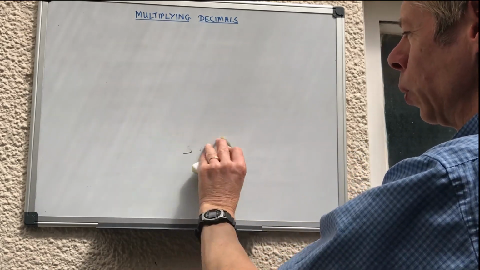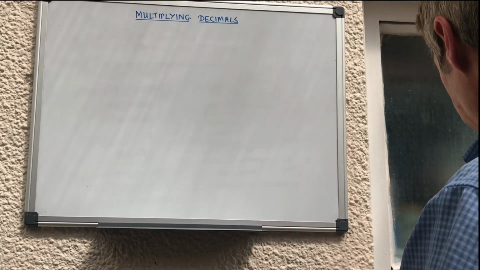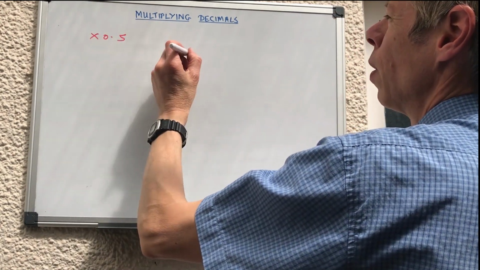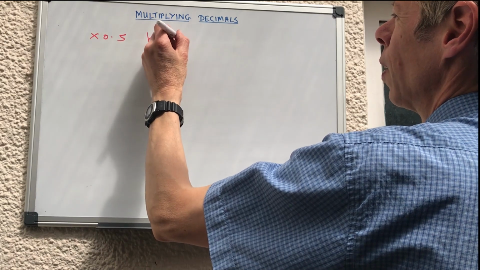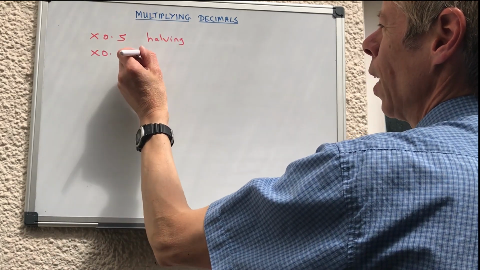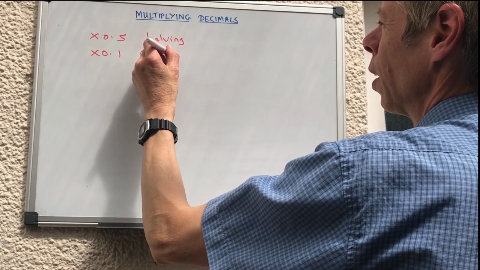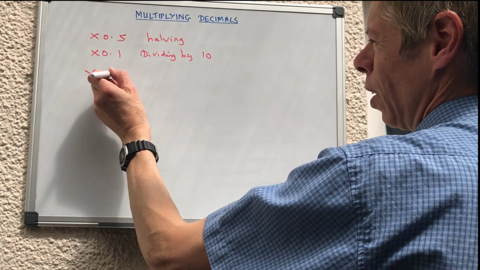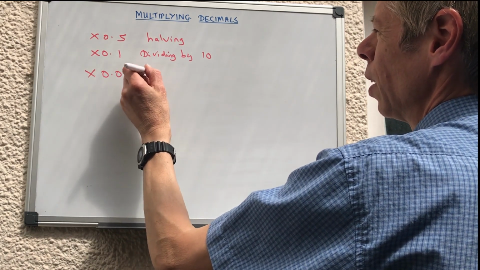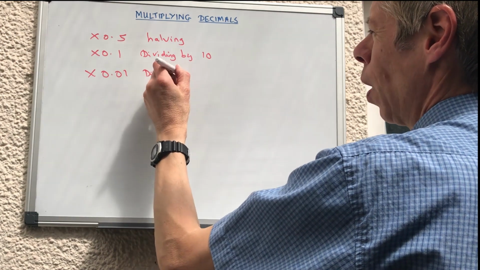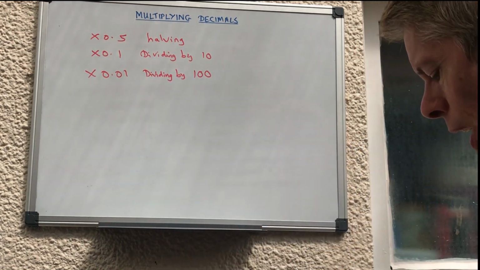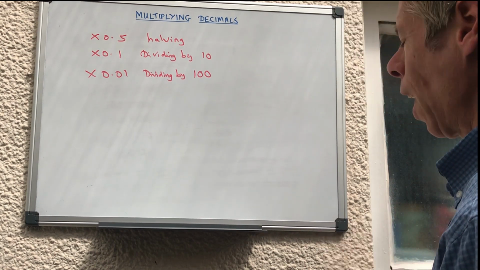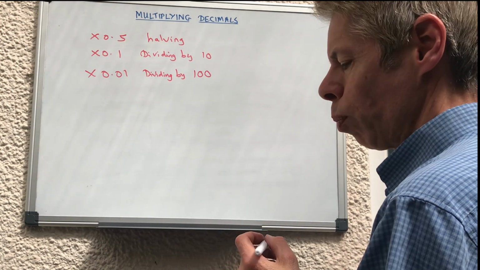Okay, so let's just do a bit of a summary here. So multiplying decimals, look for the kind of easy way out. So if you're timesing by 0.5, that's halving. Timesing by 0.1, that is dividing by 10. Timesing by 0.01 is dividing by 100.